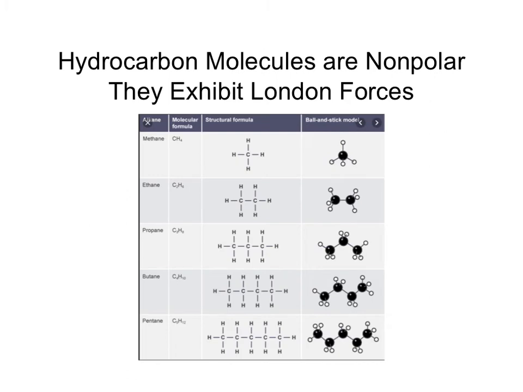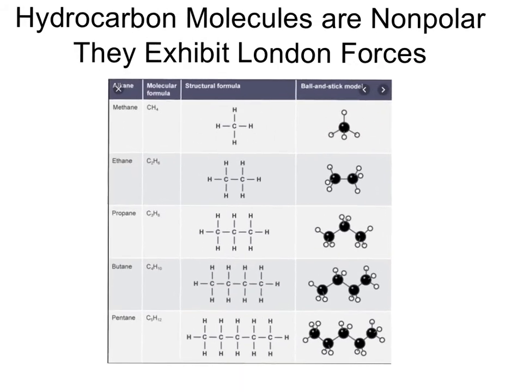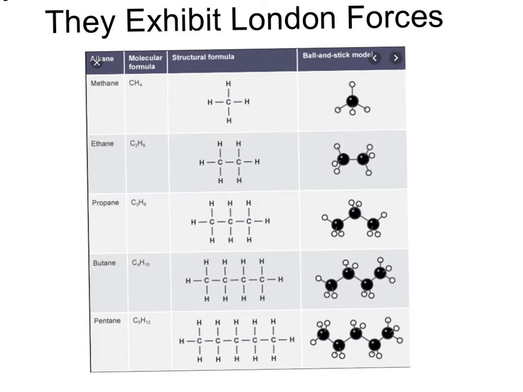Not only do atoms have this London force, but molecules that are nonpolar do as well. And here's some examples of some hydrocarbon molecules. These are different depictions of the structures. Methane is CH4. There's the Lewis structure for it. And then this is the VSEPR model, VSEPR shape.